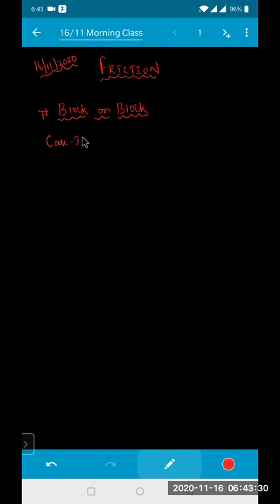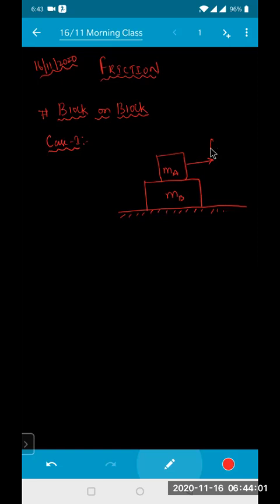Case number 1. If I keep two blocks one above the other, something like this, say this is your horizontal surface. On this one we have a block of mass MA, and on this one there is another block of mass MB. And you're applying a force, capital F, on the upper block like this. And this surface is, for example, smooth.